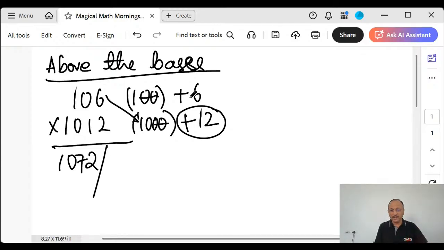What will be the right hand part? Right hand part will be 12 6 is 72. This you have to write counting the number of zeros. There are two zeros, therefore it will be only two digits. So we'll write 12 6 is 72. This is the answer.